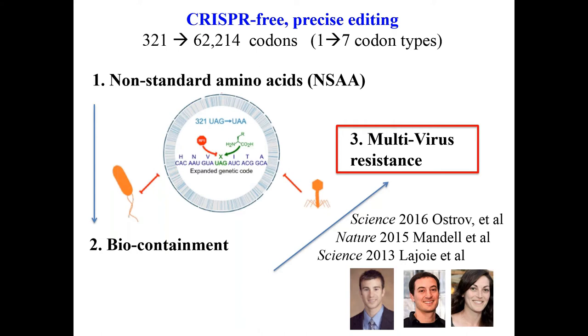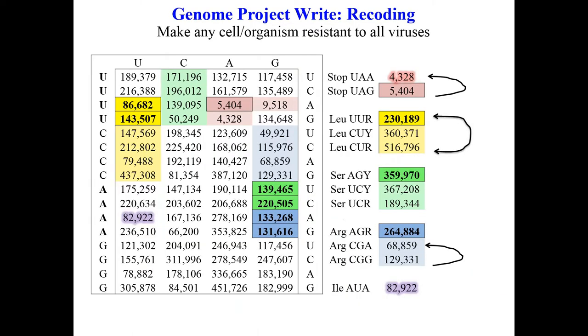And we've shown that this is very close in one organism, E. coli, where 321 changes makes it resistant to 4 out of 6 viruses. And that's just changing one codon, and we're well on our way to doing 62,000 edits in one genome, one cell, simultaneously to make it resistant to all viruses, all natural viruses, including ones we've never even seen before. I think this is a very profound concept, and we're applying it not just to a variety of industrial microorganisms like this, but to plants and animals and humans.